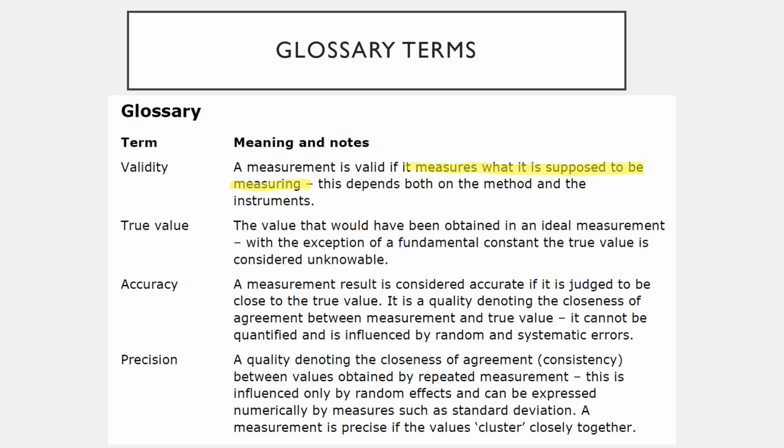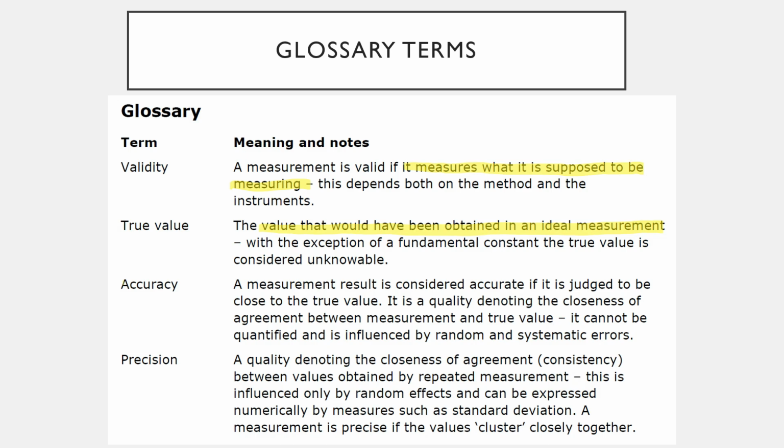The next thing is this idea of the true value. It's the value that would have been obtained in an ideal measurement. And this is what they want you to say when they ask you about this, or they give you somebody else's evaluation of their work, and they'll ask you to correct it. The true value is the ideal measurement.